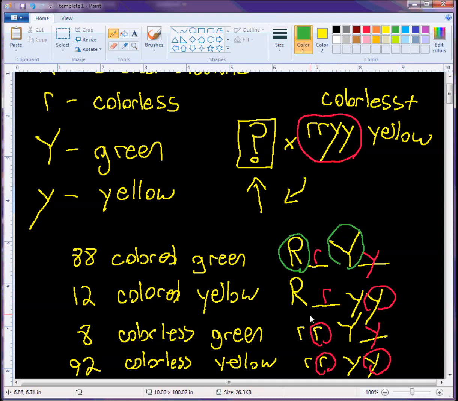And we have a big R and a big Y here. And then in these cases over here, we have a little y that must have come from the unknown, and a little r over here that must have come from the unknown. So we know the genotype of the unknown plant has to be big R, big Y, little y.